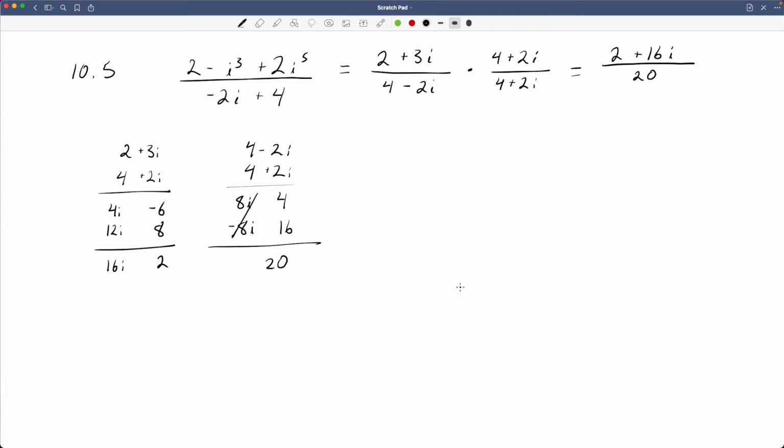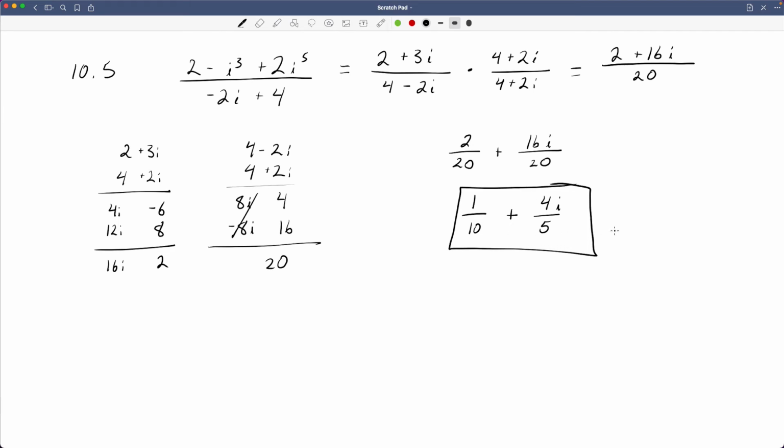And because this is an imaginary number, we don't leave it like this. We can't leave it all over the same denominator. It's not an acceptable format. We have to separate those. So we have 2 over 20 plus 16i over 20. Now we can reduce both of these. We know we can divide both of these by 2. That becomes 1 over 10 plus, this can be divided by 4, so it's going to be 4i over 5. And that is our final answer for this problem.